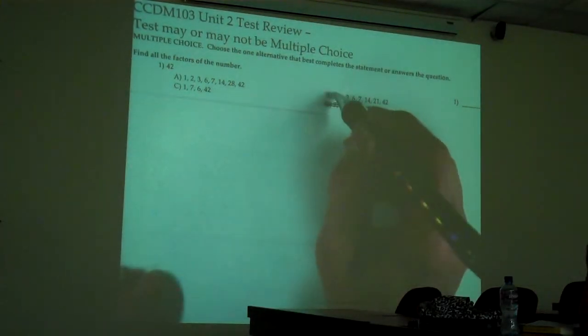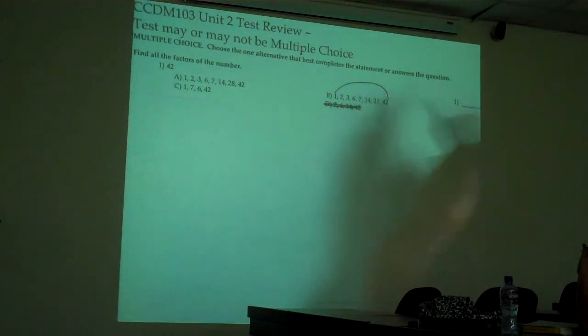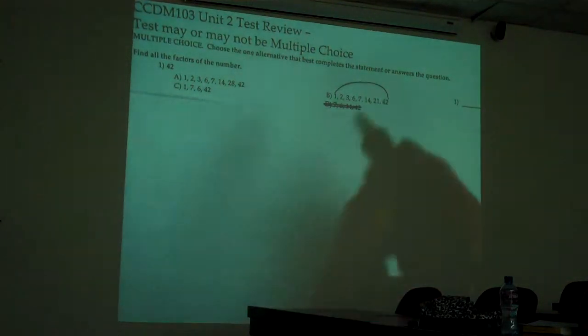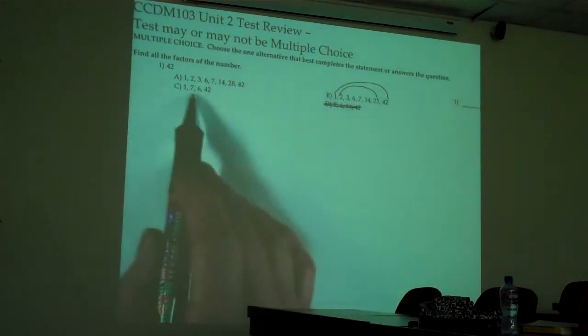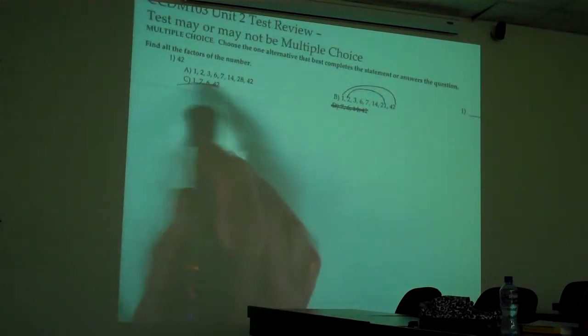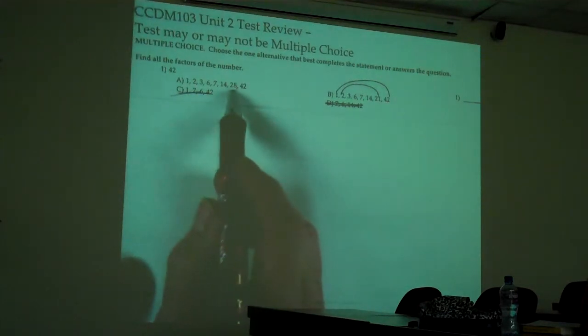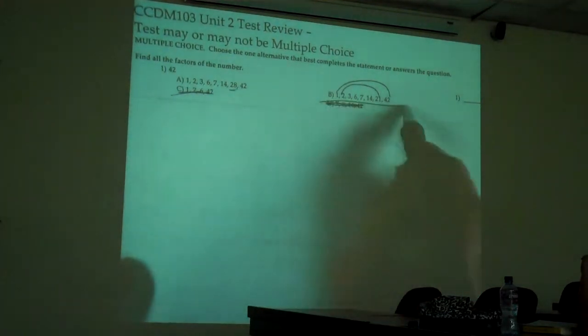There's a 1 and 42. 2 times what is 42? 2 times 21? Okay. This one doesn't have the 2 in it, so we know that's wrong. This says 2 and 28. So this is your answer.